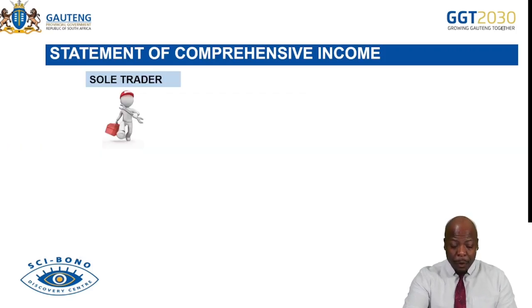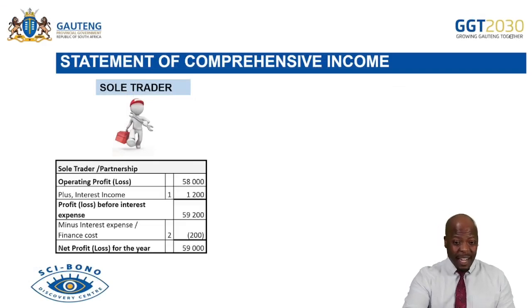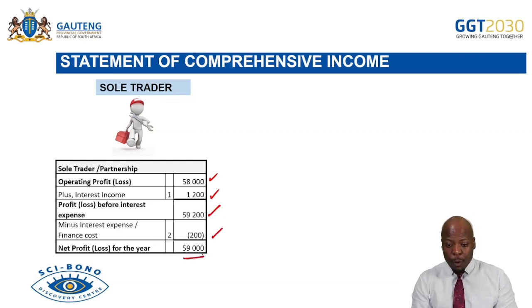All right. Now, remember when we did the sole trader, that was in grade 10. And then we did this part of the sole trader whereby after we have the operating profit, we just add interest income. And then after the interest income, we then get the profit before interest expense, which we subtract. Then we get net profit or loss for the year. Then we were done. We were done when we get to this point. That was in grade 10.